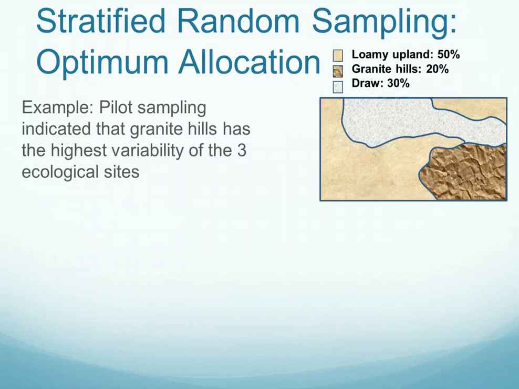Let's take an example and assume that we've done some pilot sampling that's indicated that the Granite Hills ecological site has the highest variability of the 3 ecological sites. It also has the smallest relative area at only 20%. And if you recall from the proportional allocation, we would have put 4 sampling units in the Granite Hills site.